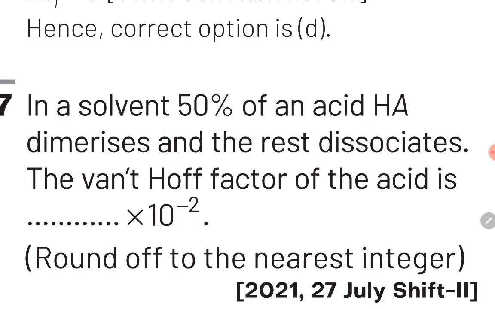On dissociation, we will obtain double the number of ions. So 0.5 moles will dissociate and it will give us 0.5 moles of H plus and 0.5 moles of A minus. So total number of moles after dimerization and after dissociation will become 0.5 plus 0.5, which is on dissociation, plus 0.25, which was on dimerization. So total number of moles will become 1.25 and therefore the Van't Hoff factor for this question will be 1.25. Let's observe this in the solution in the next slide.